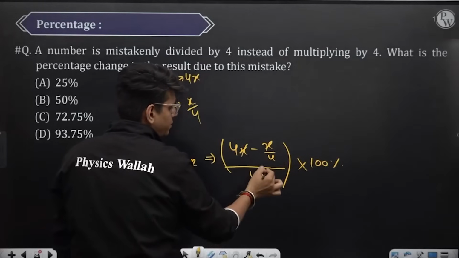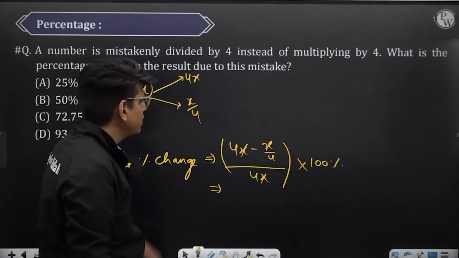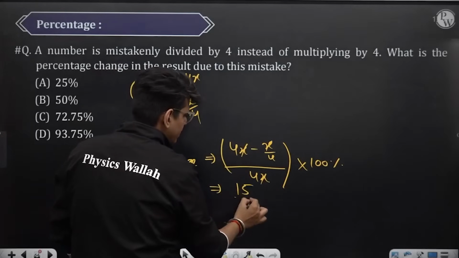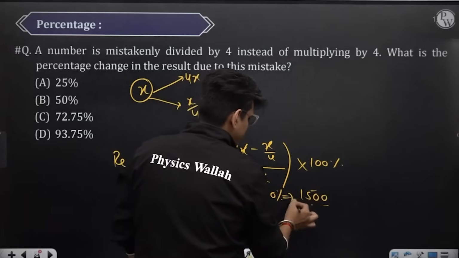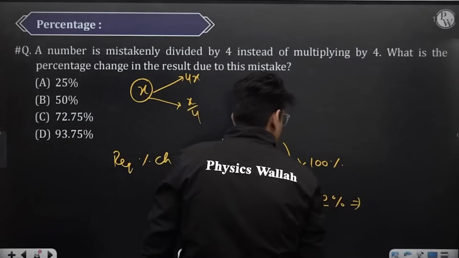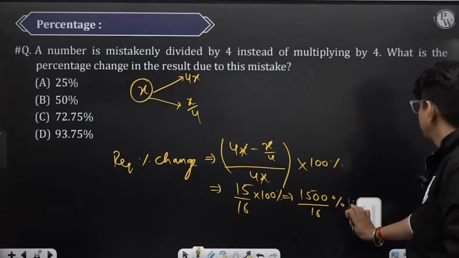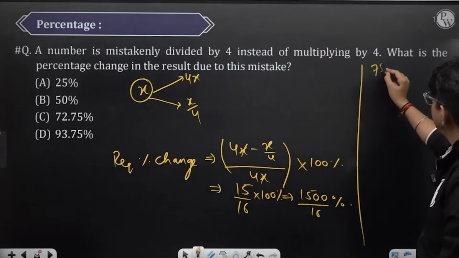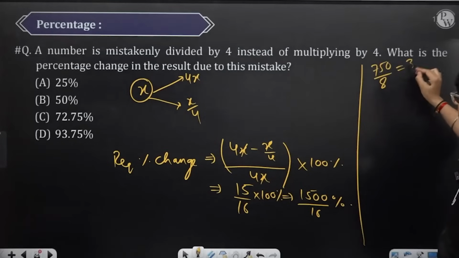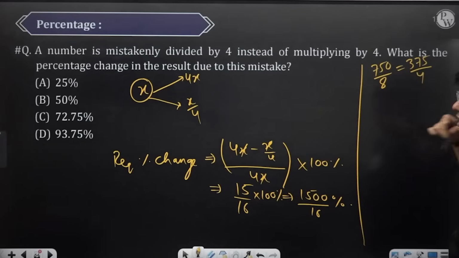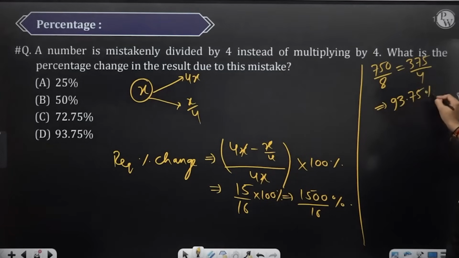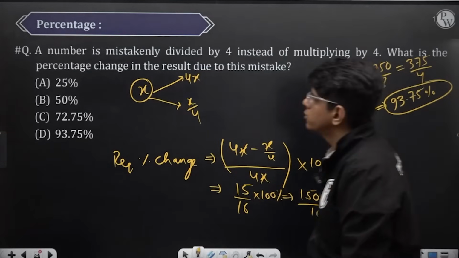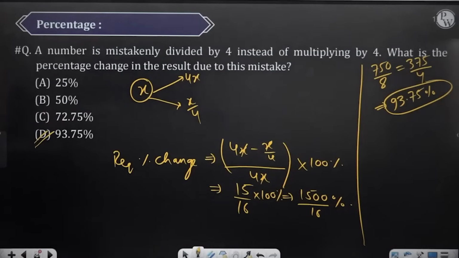What is this? x gets eliminated. So 4 minus 1 by 4 is 16 minus 1, 15 by 4, so 15 by 16 into 100. So this is 1500 by 16%. We have to calculate this. Let's simplify it, 750 by 8, and simplifying further, this will be nothing but 93.75%. Right, so the change is 93.75% from the correct value.